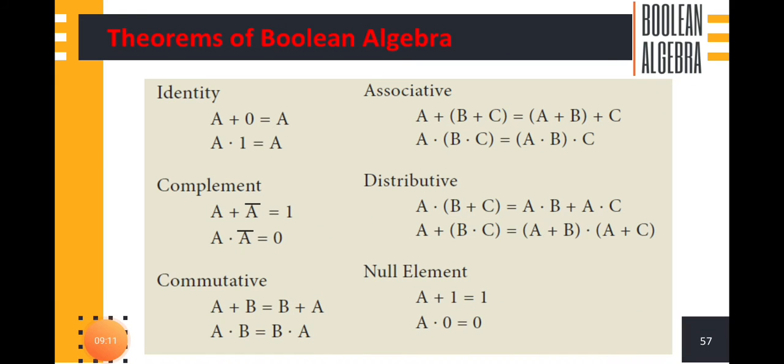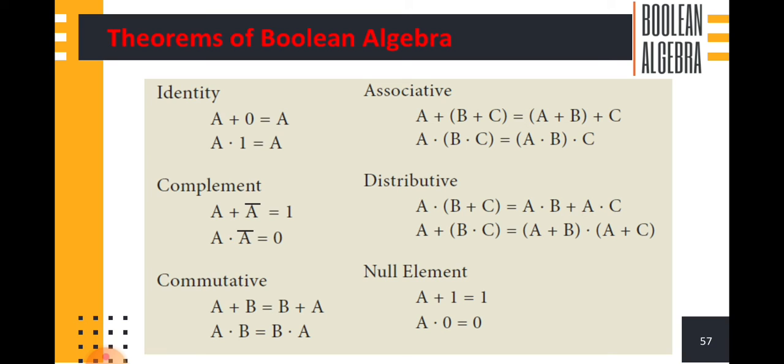So on the right side, we are changing the brackets. A plus B has brackets, and then plus C. Okay. The associative law is used to group the elements for evaluation. Okay. And then A dot B dot C.